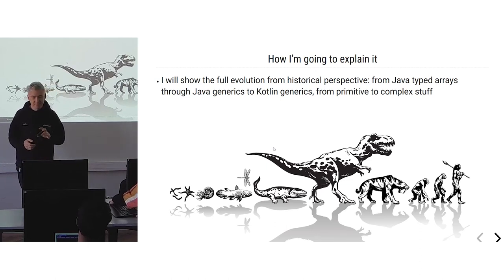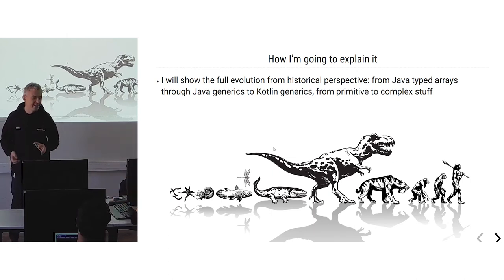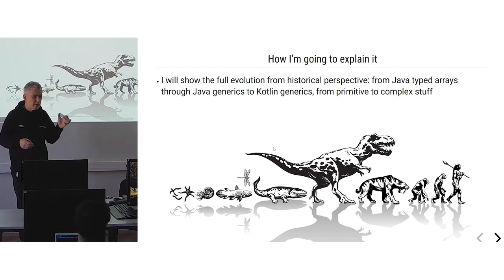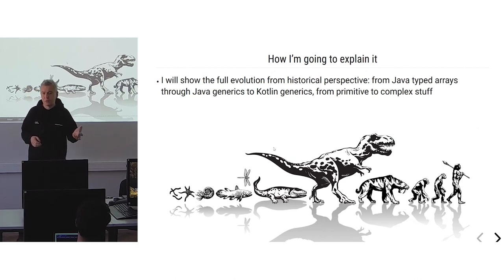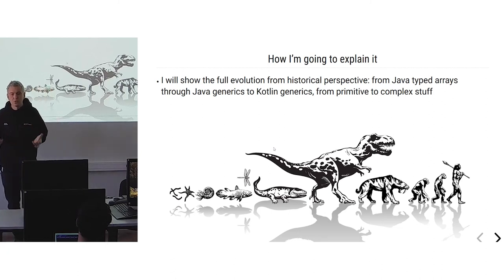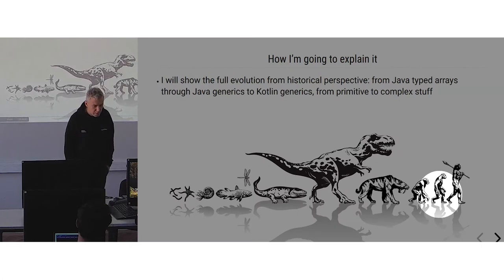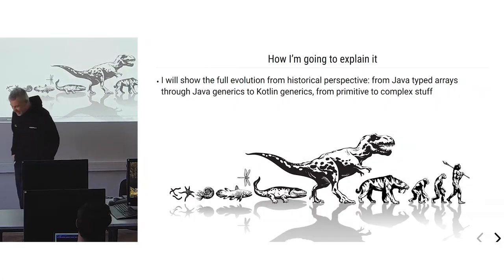Starting from some very ancient fossilized stuff like Java typed arrays, and then going through Java to Kotlin. So this is how this stuff actually evolved. Typed arrays appeared 25, 26 years ago in Java, and then in the early 2000s Java generics appeared, and then Kotlin appeared, and it also has its own generics, but it's very difficult to understand Kotlin generics without understanding the full evolution. I think on this picture, this guy is Java, of course, huge and very ancient. I don't know who is Kotlin, maybe this one, because it's still far from perfect.